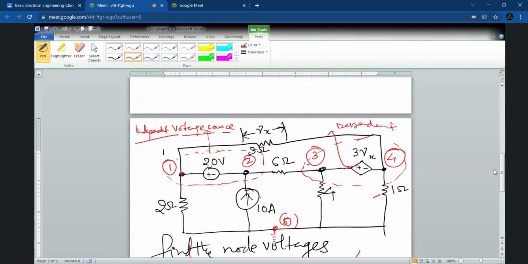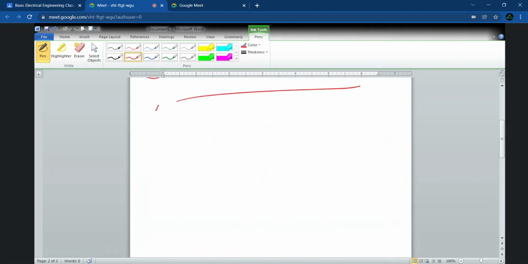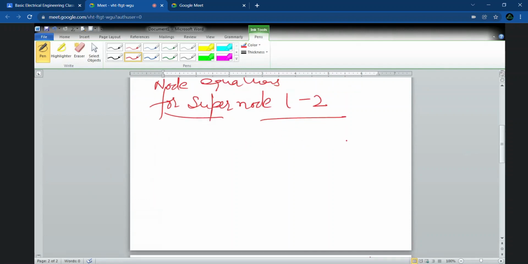Okay, now first thing is we need to write the node equations. So how we will write the node equation? We will be writing the node equations first for supernode 1, 2. The same way as we did in the previous question when it was not a supernode, we just solved it by nodal analysis. We had written the equation. So at supernode 1 or 3, we will be again drawing the circuit. We need to now redraw the circuit. I'll redraw it and all of you also redraw it.